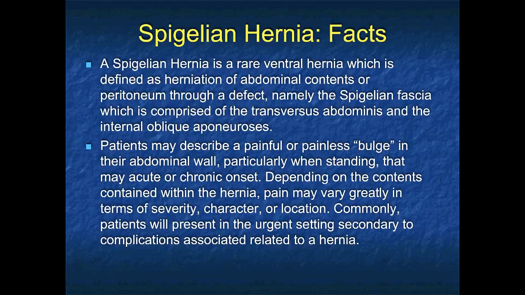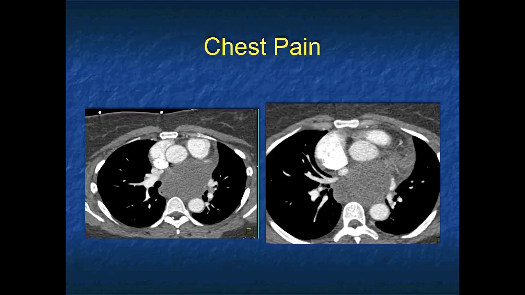It's a rare ventral hernia, which is defined as herniation of abdominal contents or peritoneum through a defect, namely the Spigelian fascia, which is comprised of the transversus abdominis and the internal oblique aponeurosis. Just a really classic bulge, seen nicely on cinematic.